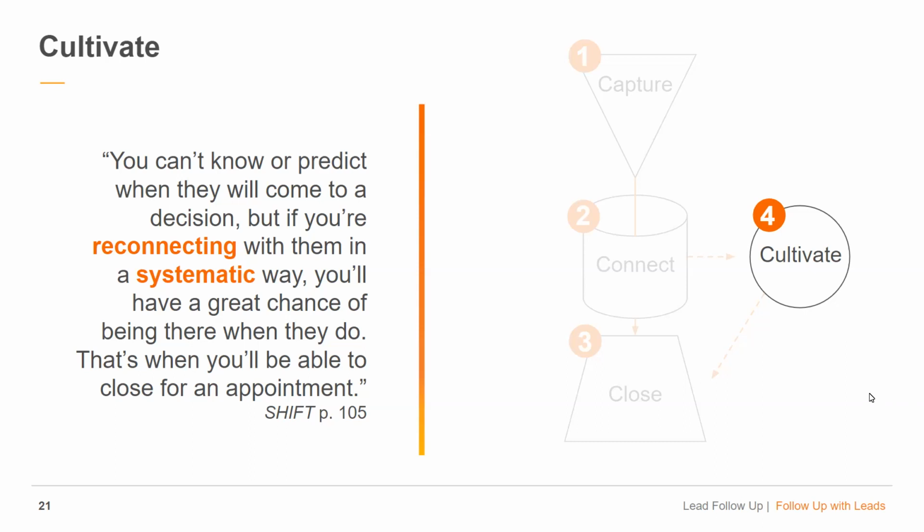So cultivation is the step in the model in which agents find themselves struggling. I'm sure you would all agree, right? You get the lead. If they're not ready now, you all say, okay, now what do I do with this lead, right? That's where you find the struggle. Now, why do you think agents struggle in that cultivation stage? And think about that for a moment. Why do you think that's why you're struggling?